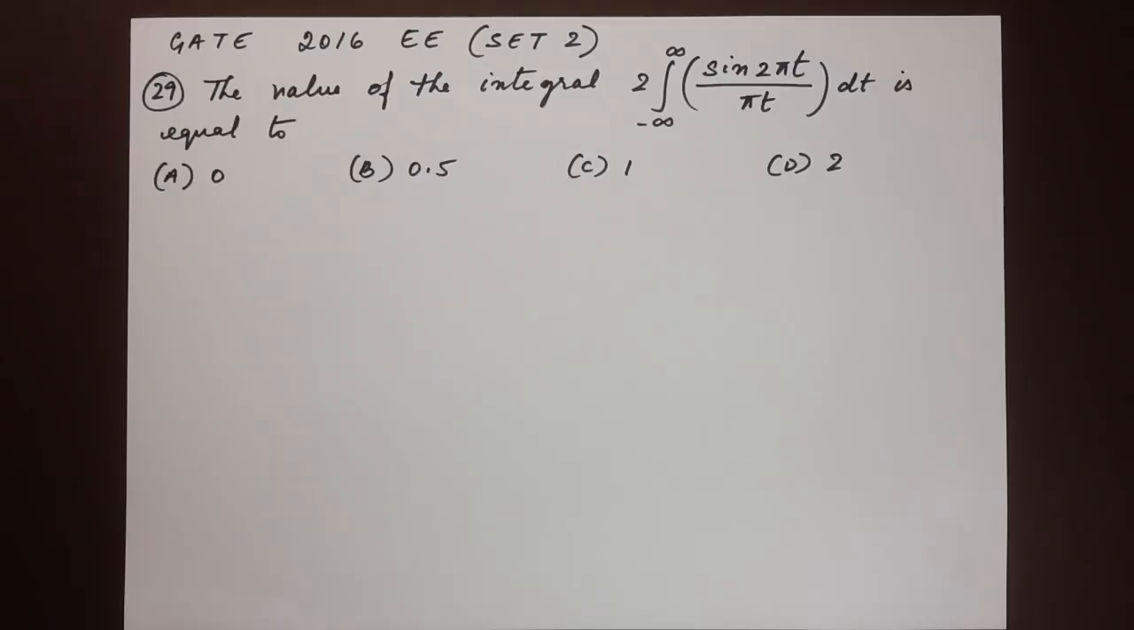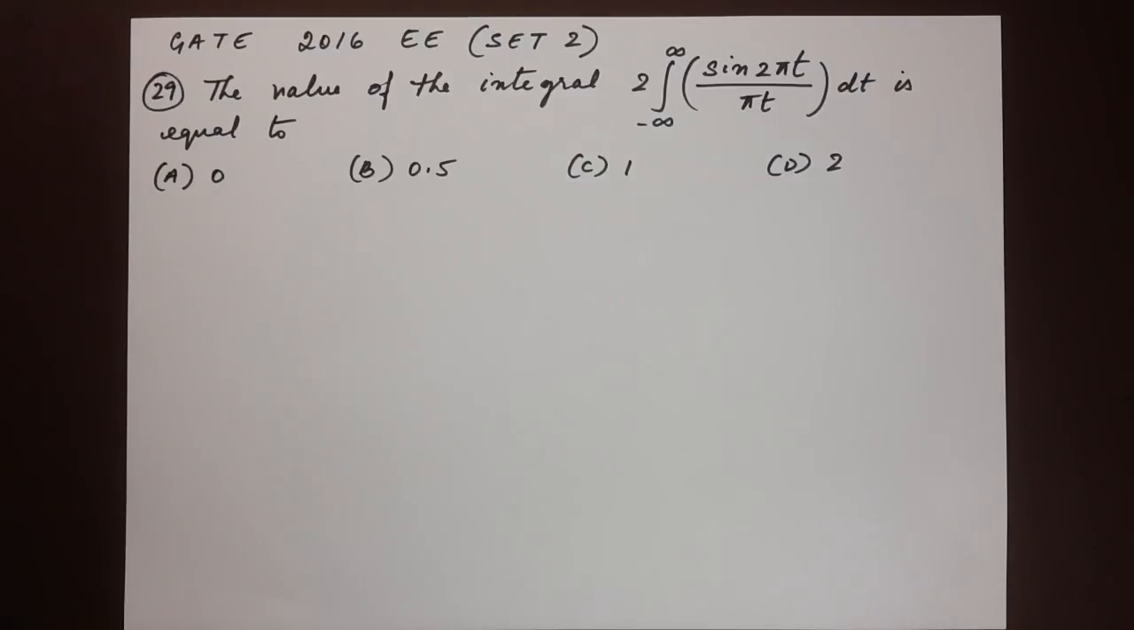Here's the next question, number 29. The value of the integral from minus infinity to infinity of sine 2 pi t by pi t dt is equal to, we have our four options. Okay, so this integral will take a little bit of work. I'm going to walk you through it.